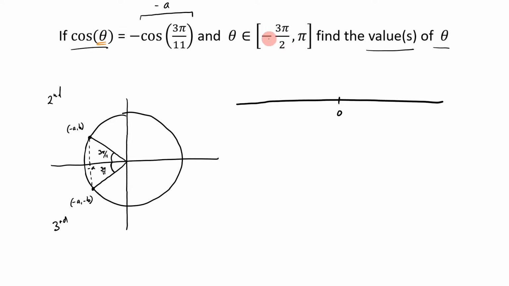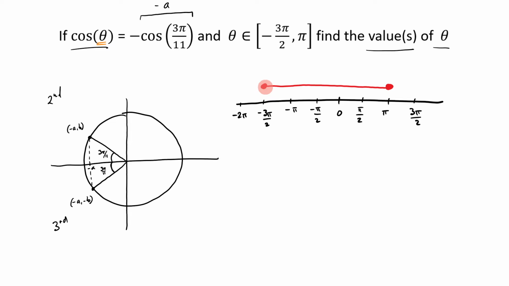All right, if my domain is from negative 3 pi on 2 to pi, well, there's pi on 2, there's pi, there's 3 pi on 2, and then going backwards, this would be negative pi on 2, this would be negative pi, this would be negative 3 pi on 2, and this would be negative 2 pi. That means if I'm going from negative 3 pi on 2 to pi, what I'm considering is here to here. All of these values here, from there to there.